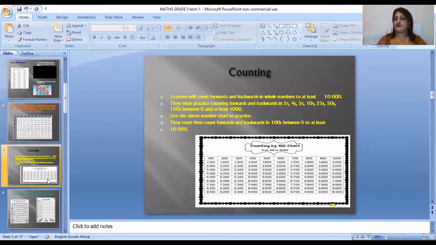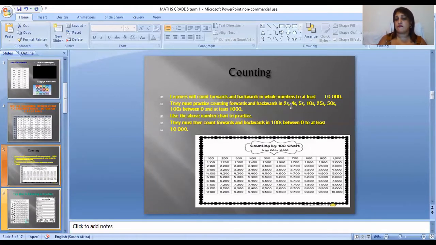We'll have to count in 2s, 4s, 5s, 10s, 25s, 50s, or 100s. So take a page, write them down, counting in 10s. I gave you a chart at the bottom here to help you. This is the hundreds chart. But let's go to the 2s, for example. If we give you any number, you say count in 2s from 100 to 110. So you'll say 100, 102, 104, 106, 108, 110.